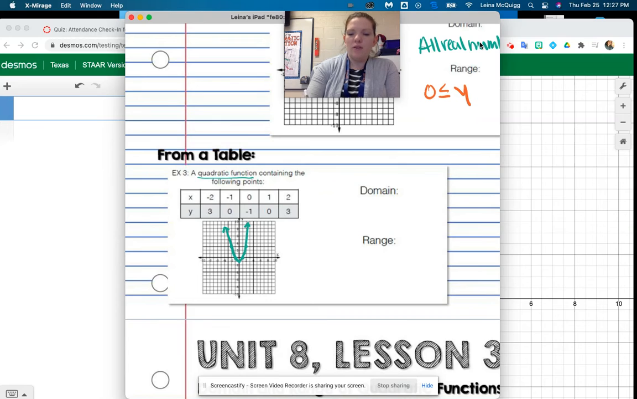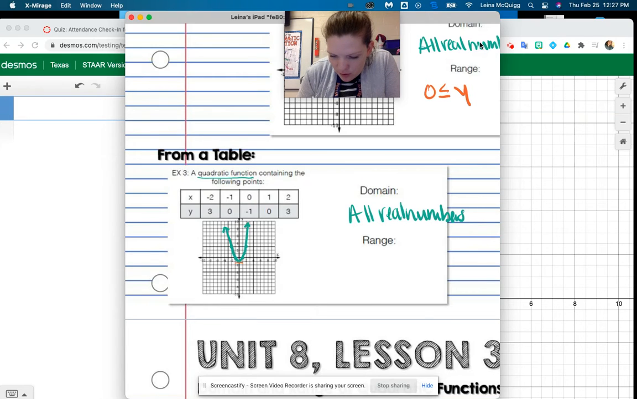Since I have arrows on both ends from left to right, we have all real numbers. And then my range is bottom to top, so my bottom value here was at -1. It's a solid line, so we have equal to. And we're talking about y values, and then we have arrows, so we're going to keep going. So there's my domain and range from a table.